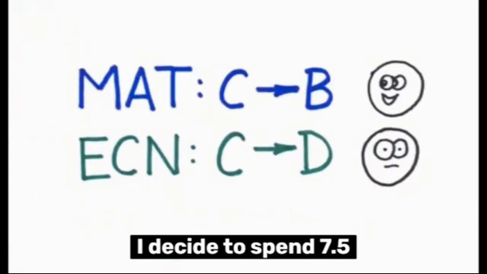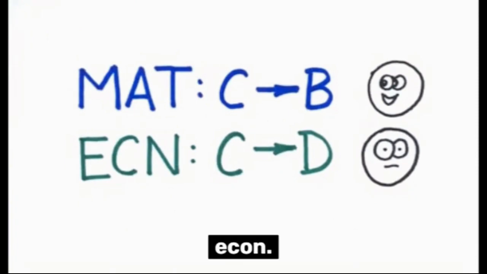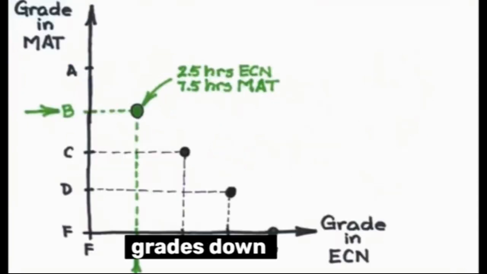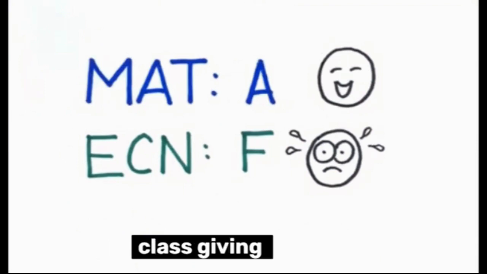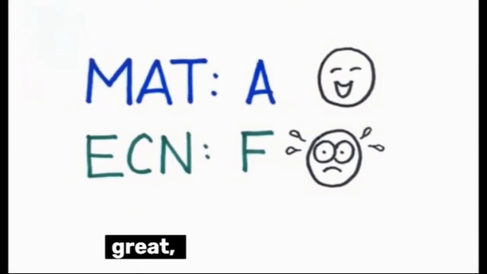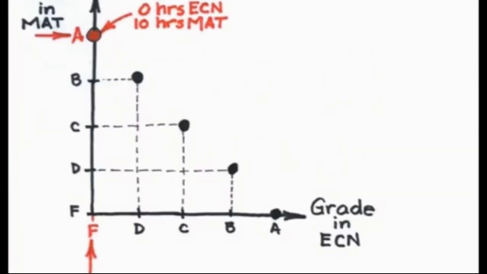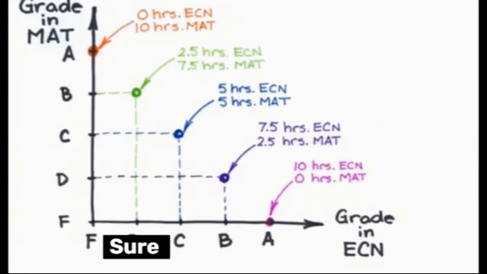If I decide to spend 7.5 hours on my math class, leaving me with only 2.5 hours for econ, the good news is my math grade's up to a B, my economics grade's down to a D. Finally, I could spend all 10 hours on the math class, giving me an A in the math class, which is great, but that leaves me nothing to study for economics, and now I'm failing my economics class. Are there any other combinations the student could choose?